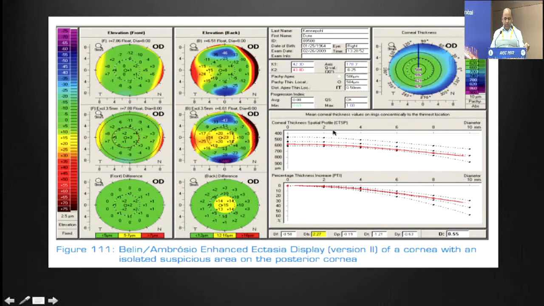So this is a complete BAD scan, and you can see this posterior elevation. There is a problem in the difference map, although the pachymetry progression is normal. You see this value is yellow, so it's suspicious, but finally the D value is well in the normal range. So you can do surgery in this case. There is no problem.